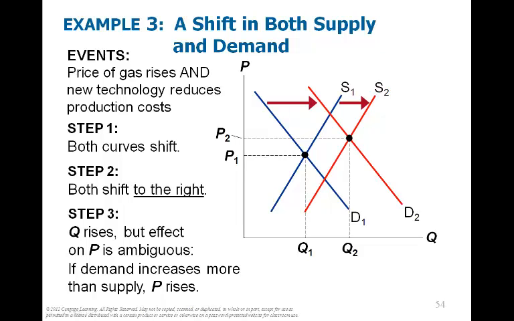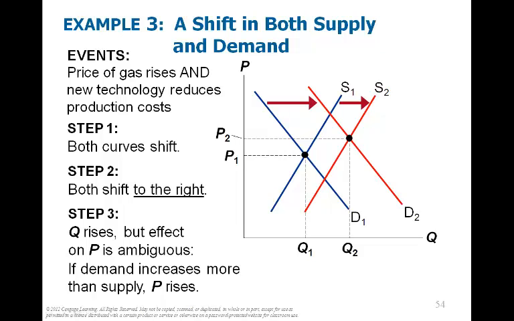So an increase in supply and an increase in demand both tend to cause the quantity to increase. So we can unambiguously say that if the price of gas rises and some new technological improvement reduces the production costs of producing hybrid cars, that'll cause the quantity of hybrid cars bought and sold to increase. But what will happen to the price will depend upon whether the shift in demand is greater than or less than the shift in supply.